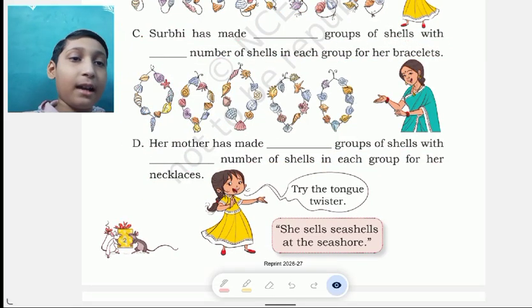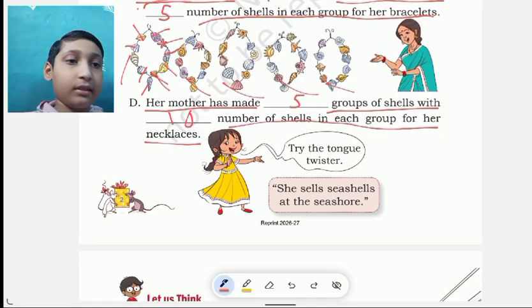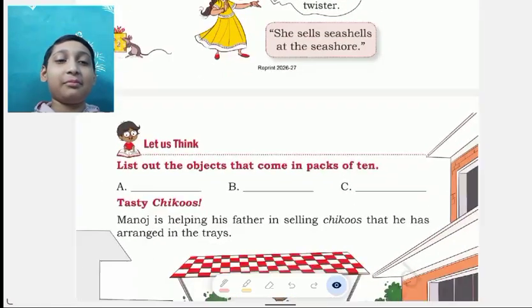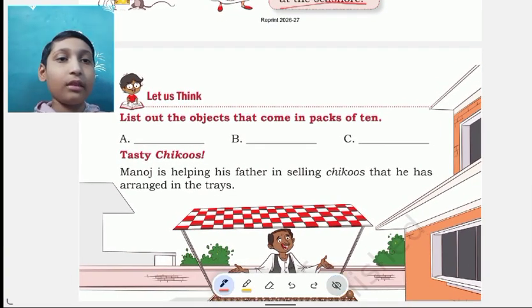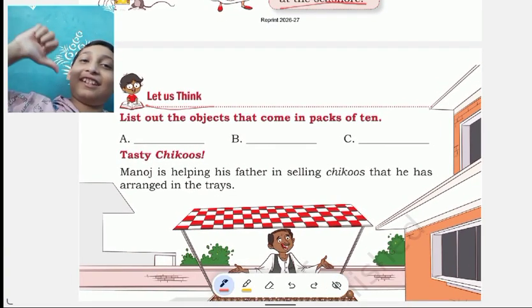Okay, now Shurbhil has said, try a tongue twister. She sells seashells at the seashore. Tongue twisting to me. Like this. Let us think.